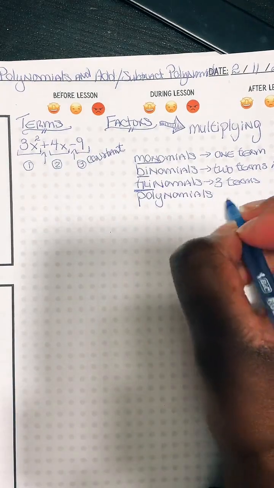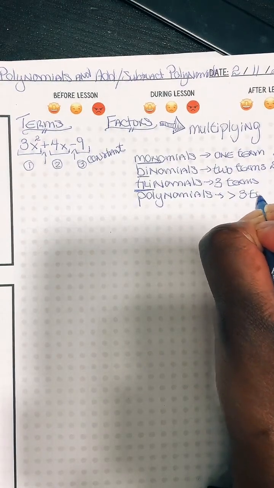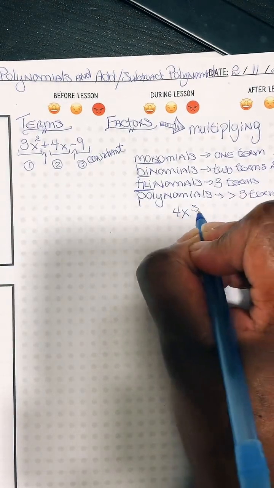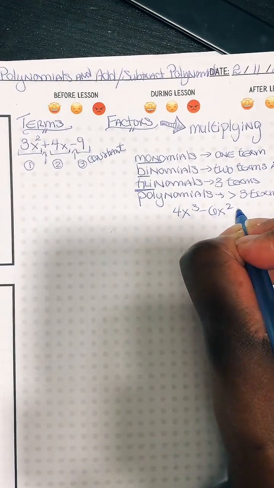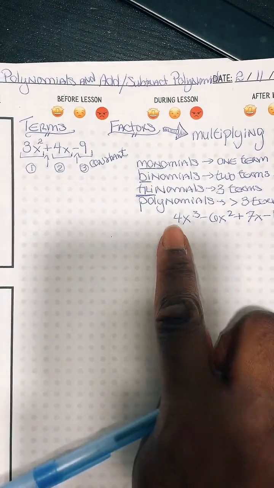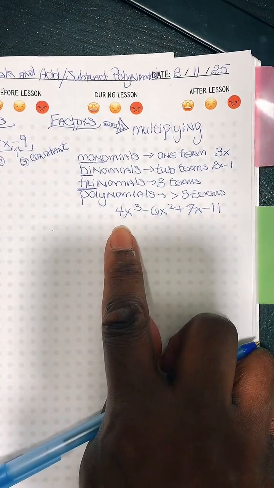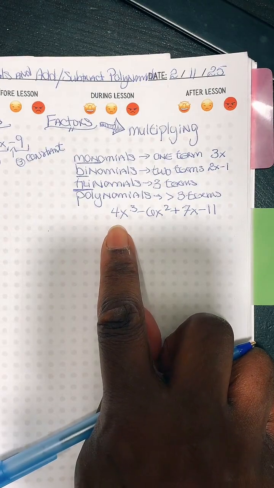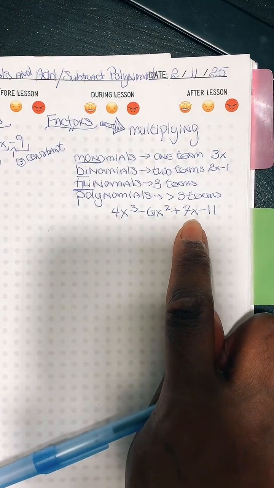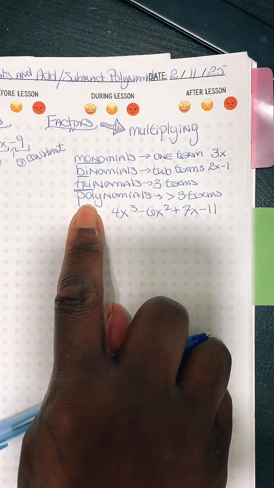And then a polynomial, it's going to be more than 3 terms. So if I said 4x to the third minus 6x squared plus 7x minus 11, this is a polynomial. Even though it's 4 terms, it's still considered a polynomial. So we got my 4x cubed, that's 1 term, 6x squared, that's another term, 7x, that's another term, and 11, that's another term. So anything more than 3 is considered a polynomial.